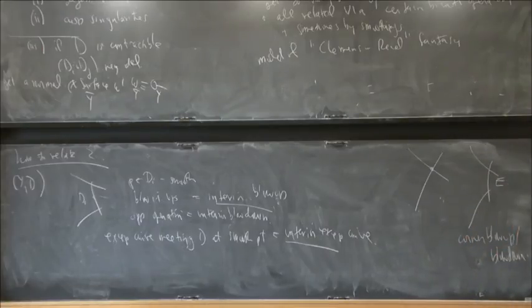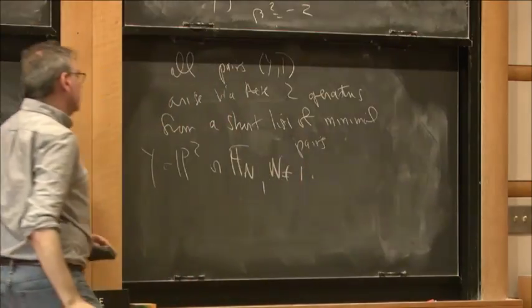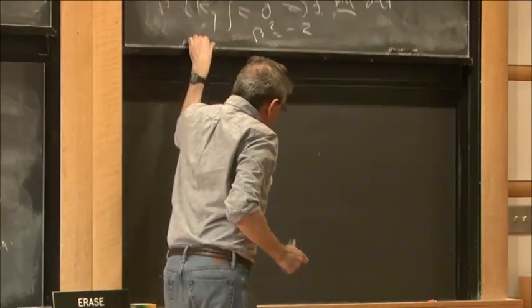Then all pairs Y, D arise via these two operations from a short list of minimal pairs, meaning that Y is P2 or F_n, where I might as well assume that n is not equal to 1, and you can just enumerate them.